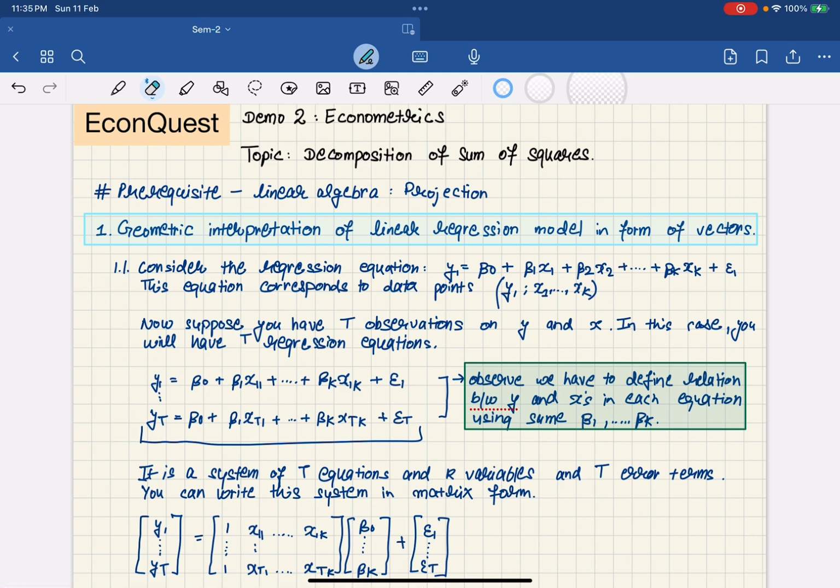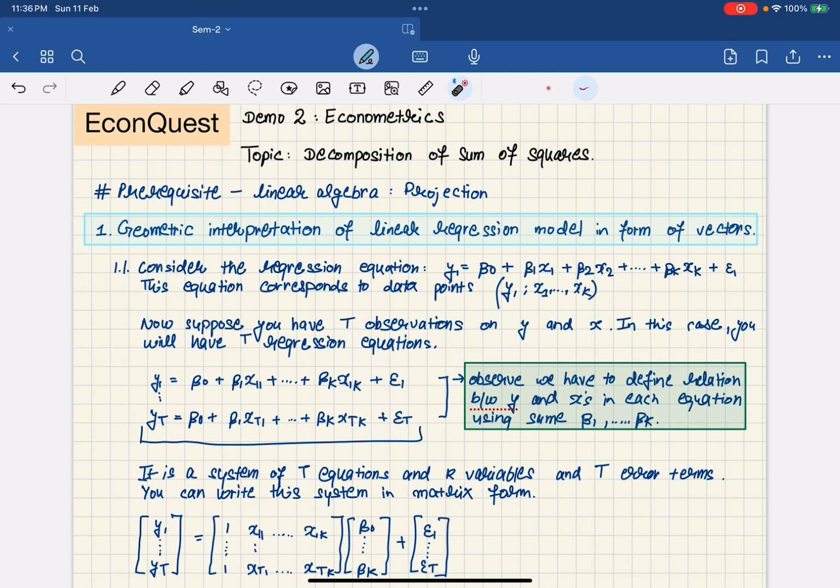Okay, so first consider the regression equation y1 equals b naught plus b1 x1 plus b2 x2 till bk xk plus an error term epsilon 1. Okay, this is the equation corresponding to data points y and x1 till xk. This is one regression equation.